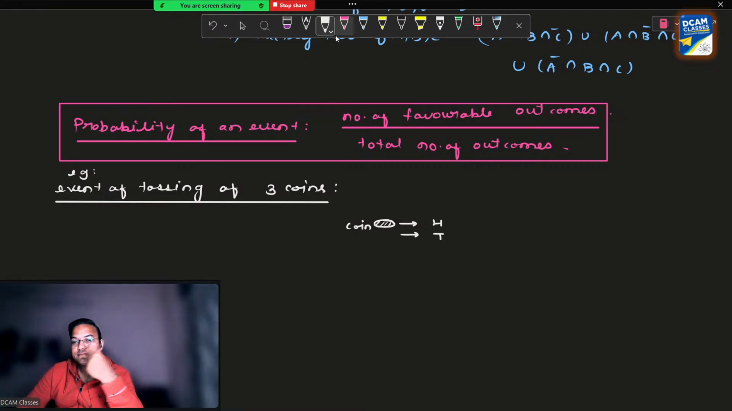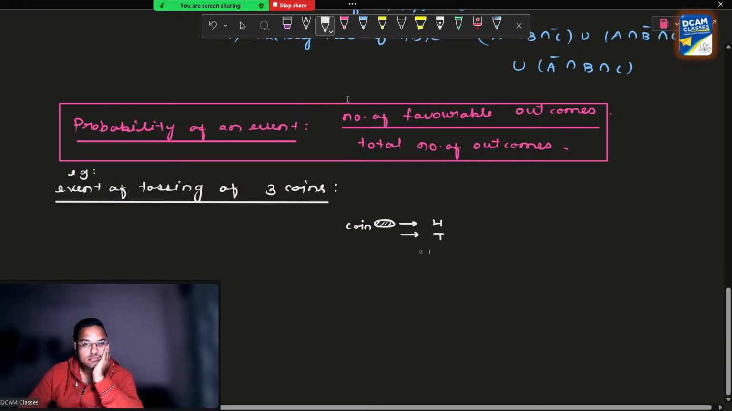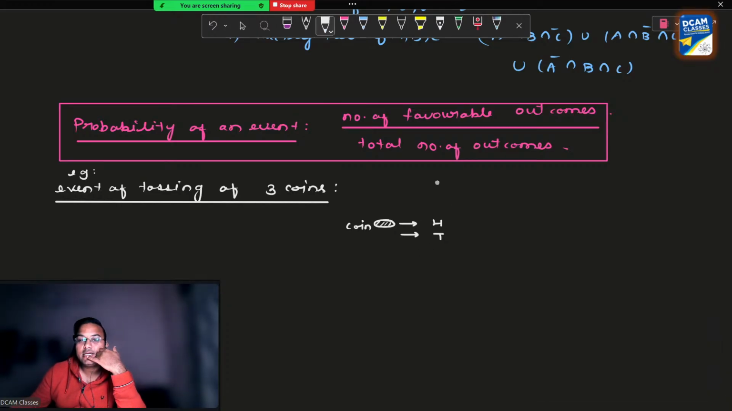Yes, Haripriya, Kanishka? Now can you tell me, if I toss 3 coins simultaneously, how many possible outcomes I can get? This coin, and this coin. Now tell me how many total outcomes I'll get.